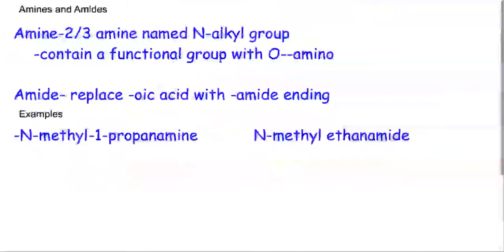Lastly you have amines and amides. Amines, if it is a secondary or tertiary amine, you name it with an N and then whatever the alkyl group is. If you have more than 1 group off of the N, you do actually have to do NN, because you're saying it's off of the nitrogen. Instead of giving a number for being off of the carbon, you say N to give it off of that nitrogen. If it contains a functional group with oxygen, you call it amino versus amine.